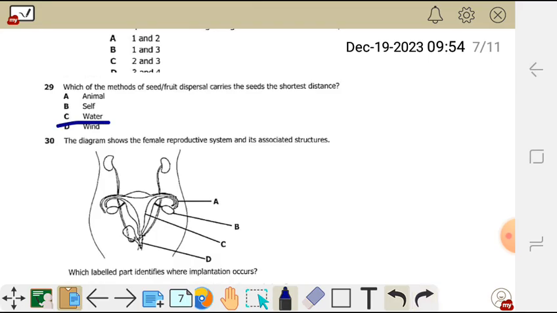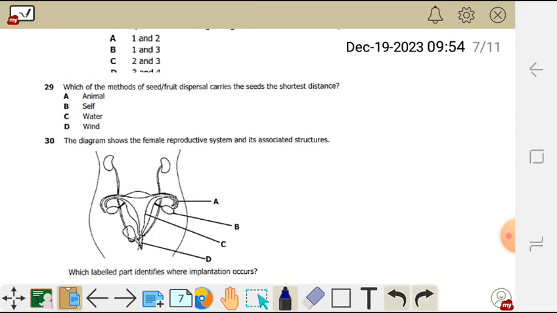In water dispersal, we have water as a vector. It carries the seed. We have seeds which cannot sink in water, so they are carried by water to a distant place where they are going to grow. Then in D, wind will blow the seeds, and those seeds are going to find themselves in other places. Now self is where the seed falls from the plant. You have those plants which are involved in self dispersal.